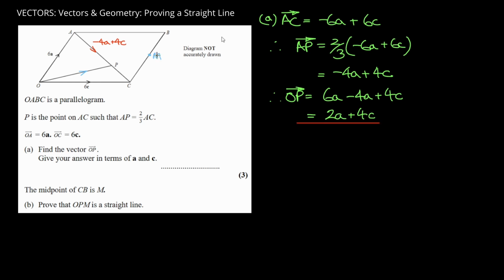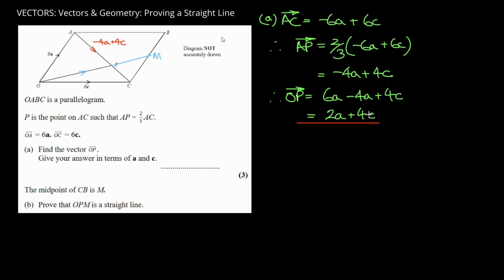We're now told that the midpoint of CB is the point M, and we're asked to prove that OPM, which is the line which will continue the OP vector, is a straight line. OPM is a straight line. We're asked really to show that the gradient of PM is the same as the gradient of OP.